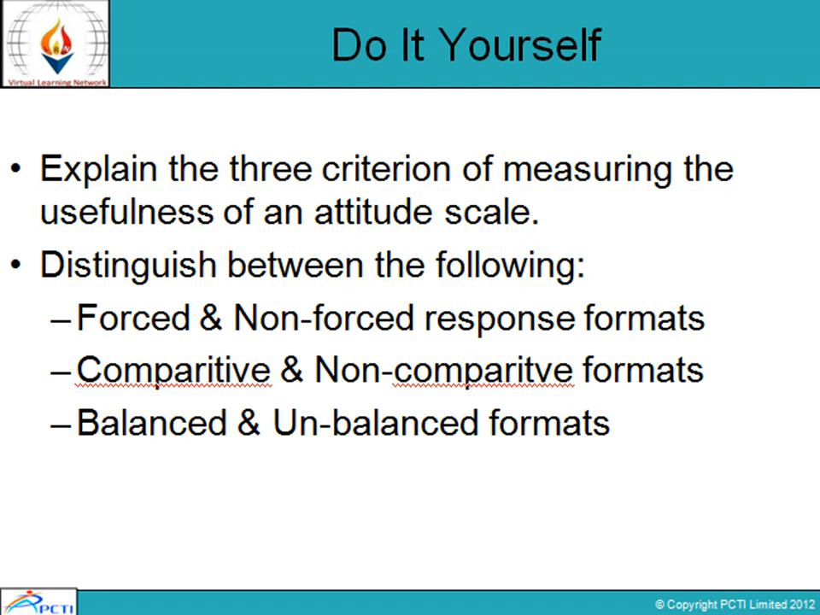Two exercises need to be done. Explain the three criteria of measuring the usefulness of an attitude scale and distinguish between the following: forced and non-forced response formats, comparative and non-comparative formats, balanced and unbalanced formats.